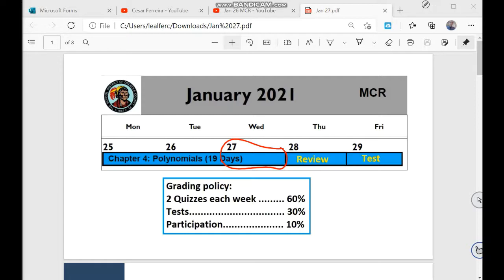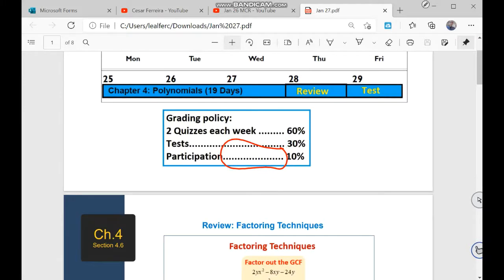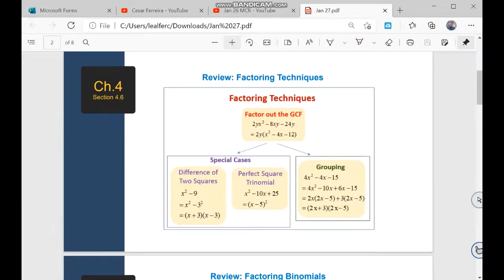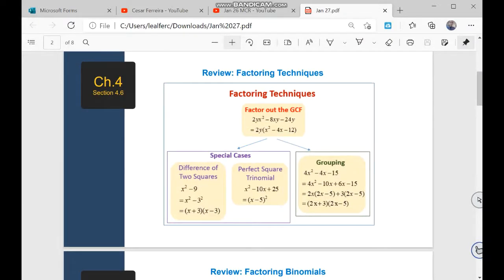So that's it. This is our week, what I have planned. And today is the last topic, the last thing that we will work on in chapter 4 of our textbook, the reference for our curriculum.